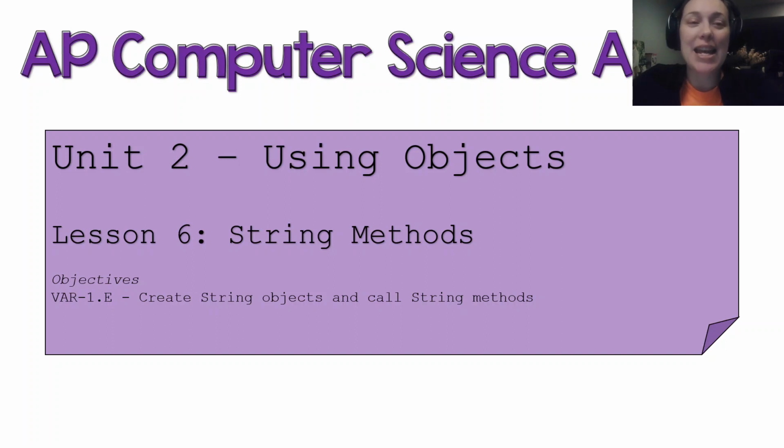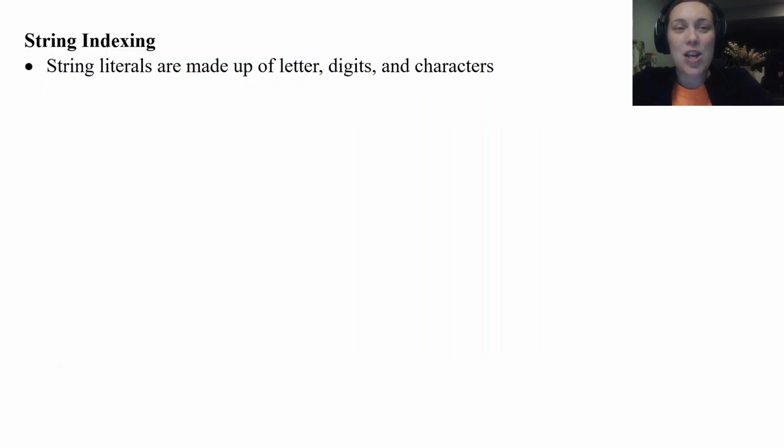Today's lesson is Lesson 6. We're going to talk about string methods. So in our last lesson, we talked about how strings are objects, they're class data types, reference data types, and they have a bunch of methods that come along with that. So we're going to be talking specifically about the ones you'll encounter on the AP CSA exam, but just know there's going to be many string methods that you would be able to use in your program.